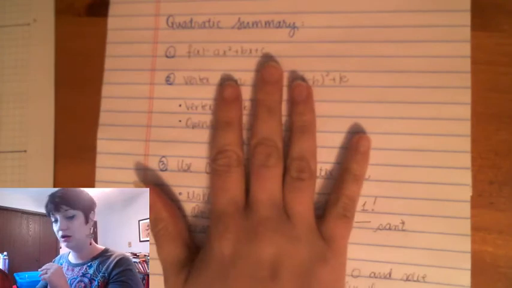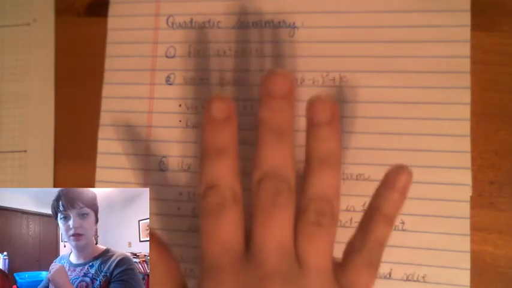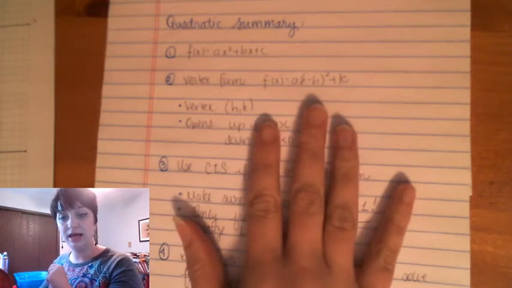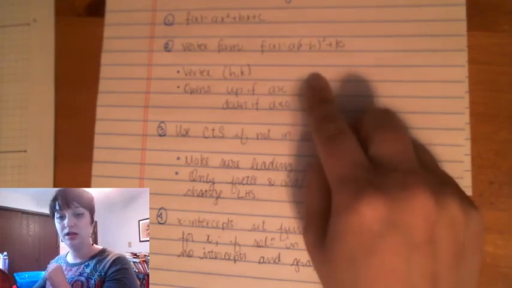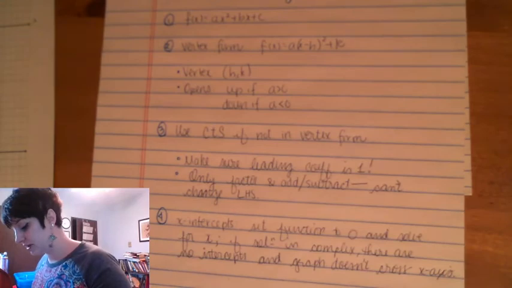Quadratic functions look like quadratic equations, except they have an f of x. The vertex form is a(x minus h) squared plus k. The vertex is given by (h, k). Careful that this is subtraction. The parabola opens up if a is positive and down if a is negative.